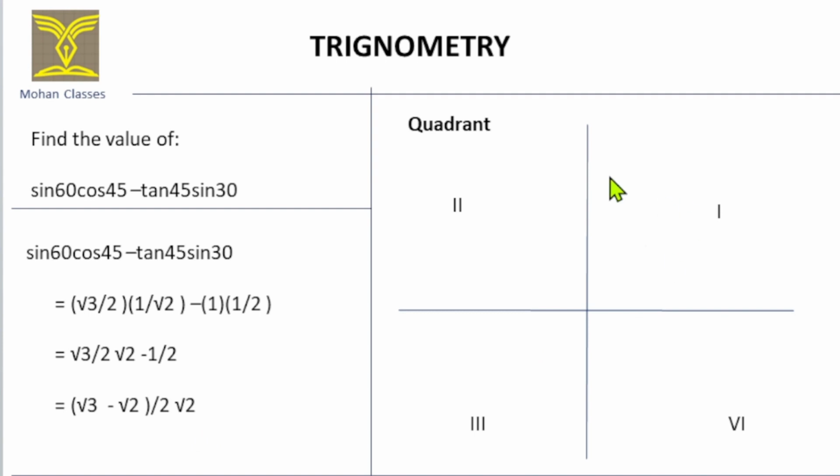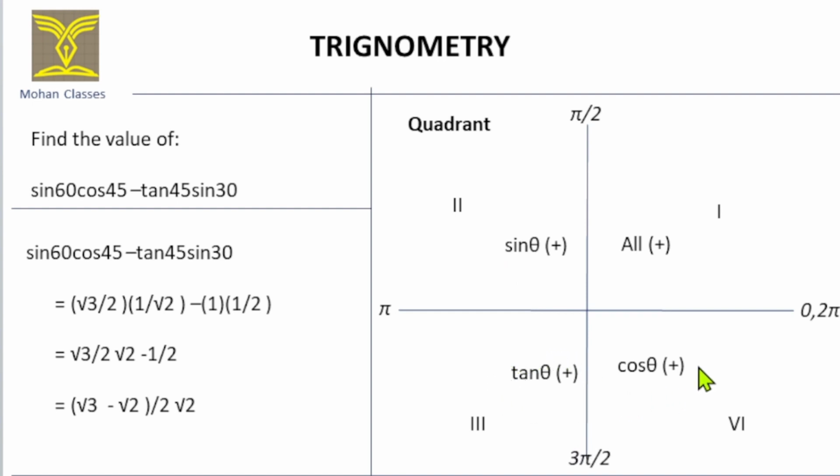Now, this quadrant is very important. The first quadrant, second quadrant, third quadrant and fourth quadrant. In these 4 quadrants, the trigonometric functions will have a value. In first quadrant, all the trigonometric functions will have positive value. In second quadrant, only sin theta and its inverse cosecant theta are positive. In third quadrant, only tan theta and its inverse cot theta are positive. In fourth quadrant, only cos theta and its inverse secant theta are positive.